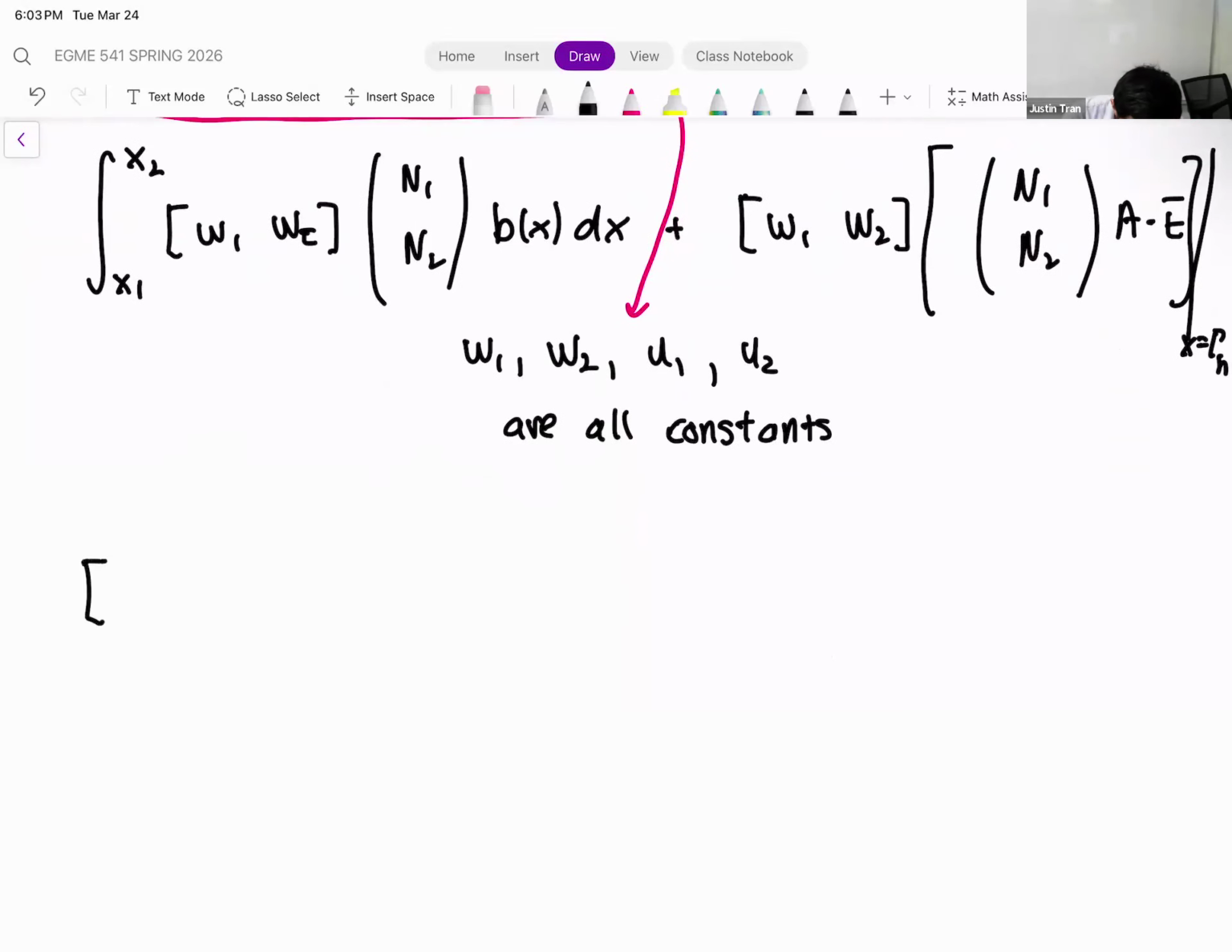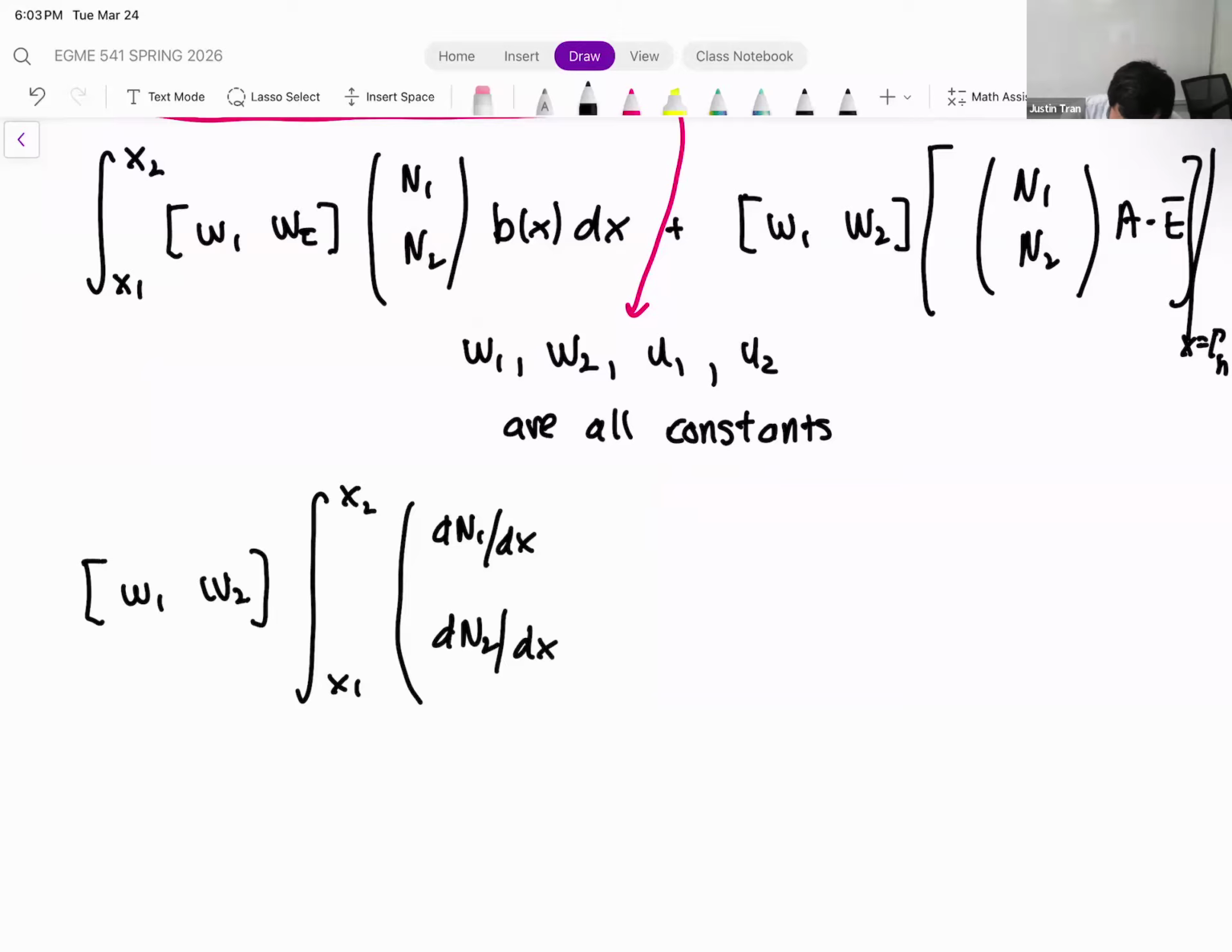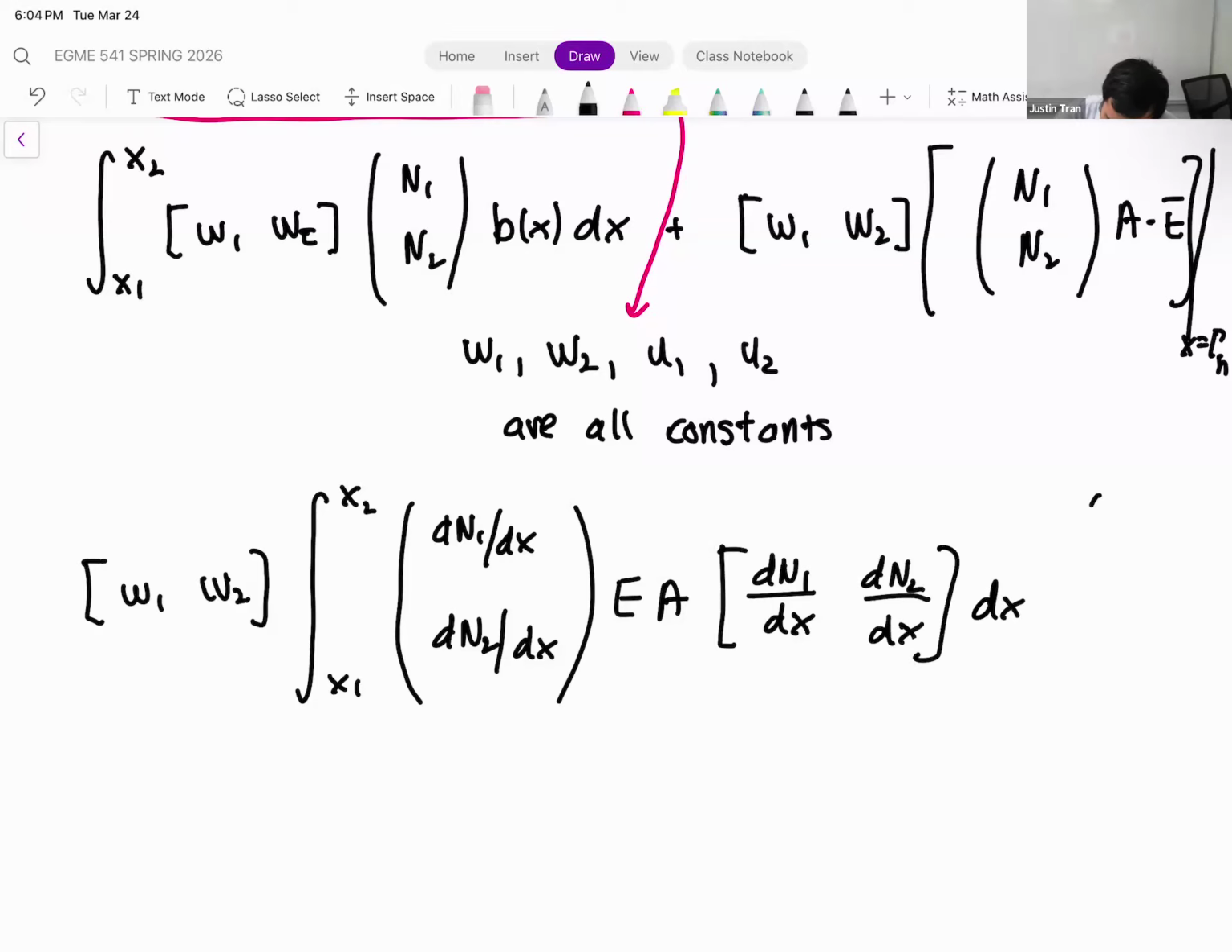So we have w1, w2, integral from x1 to x2 of the column vector dN1/dx, dN2/dx, multiplied by E times A, times the row vector dN1/dx, dN2/dx, dx. And then we're multiplying that by a column vector u1, u2.